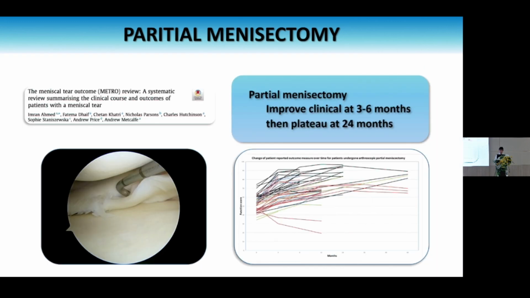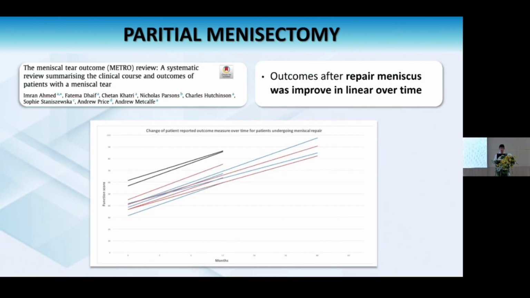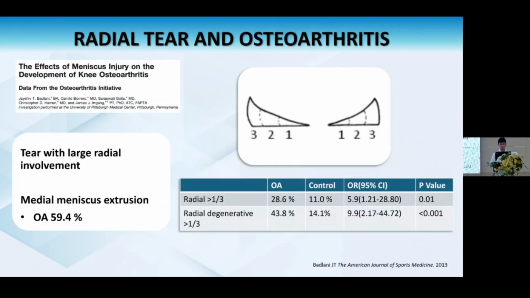Partial meniscectomy improves the outcome only in the short term, 3 to 6 months, and it plateaus at 24 months. But with repair, we see a linear improvement even at 48 months. As for the consequences, if a large radial tear occurs involving more than 1/3 of the circumferential fibers, there is an occasion for meniscus extrusion to occur, and the OA change will be 28.6%. And even with radial degeneration of the meniscus of more than 1/3 of the circumference, the osteoarthritis will increase to 43.8%.